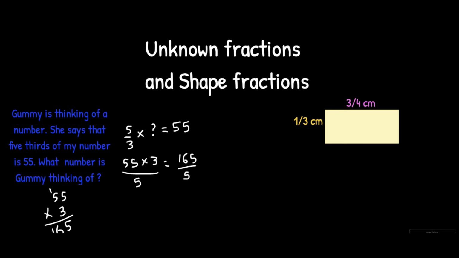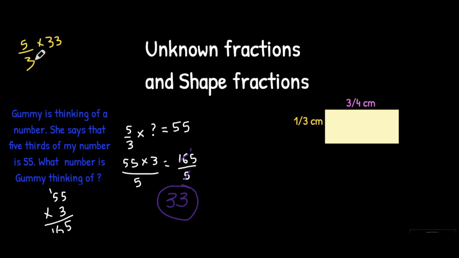I'm going to use my short division. 5 goes into 16 3 times, remainder 1. 5 goes into 15 3 times. So the number that Gami was thinking of is 33. How do you know that's true? We need to test. Always test. So let's do it quickly here: 5/3 times 33. If we get 55, we are correct.